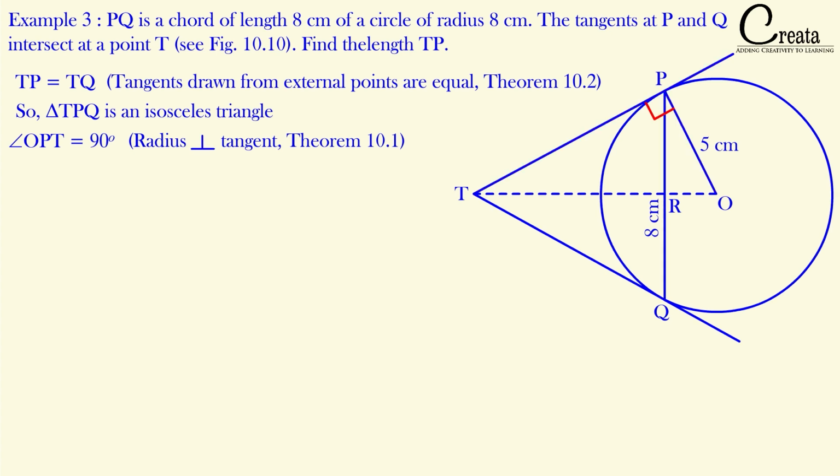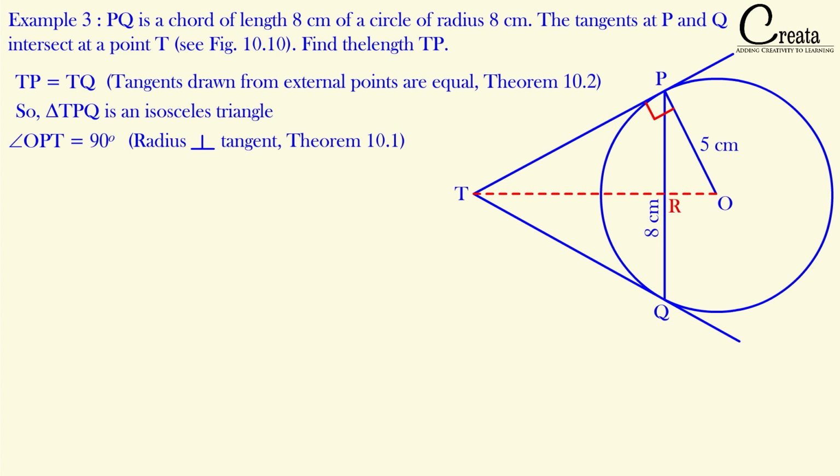Further, we are also given the chord PQ for this circle, and the length of PQ is given as 8 cm. And we have to find the length of TP, that is, the length of the tangent TP. So this is the question. Firstly, let's join T with O. We get the line segment TO, which intersects the chord PQ at the point R.